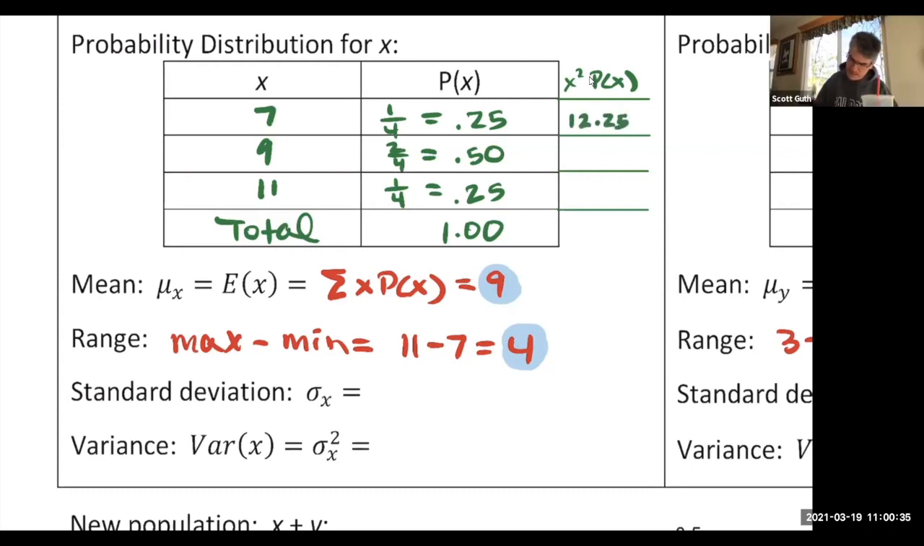Okay, now the next x is 9. So when you square that, you get 81 times 0.5. What do you get there?